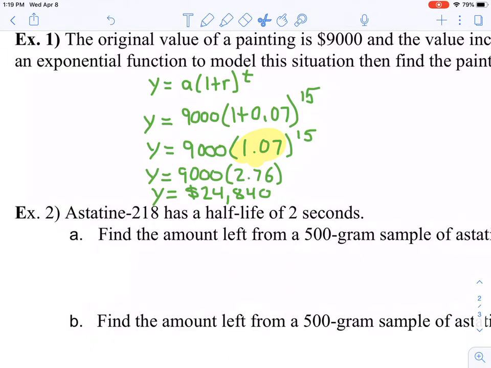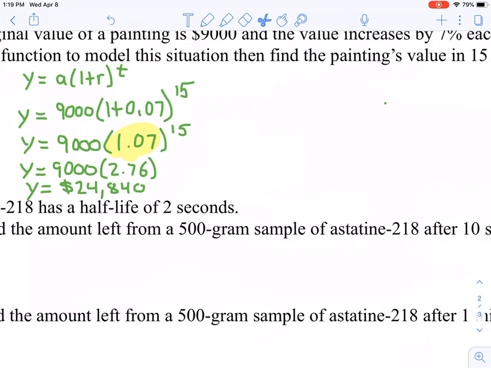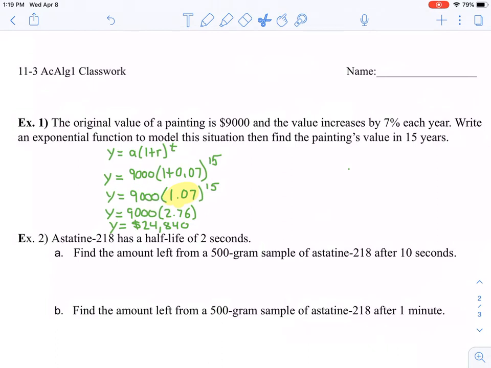The next one, pretty straightforward. It says half-life. Actinium-218 has a half-life of 2 seconds. Find the amount left after 10 seconds. So we have our given information. We have 500 grams. Time is 10 seconds. The half-life is every 2 seconds.